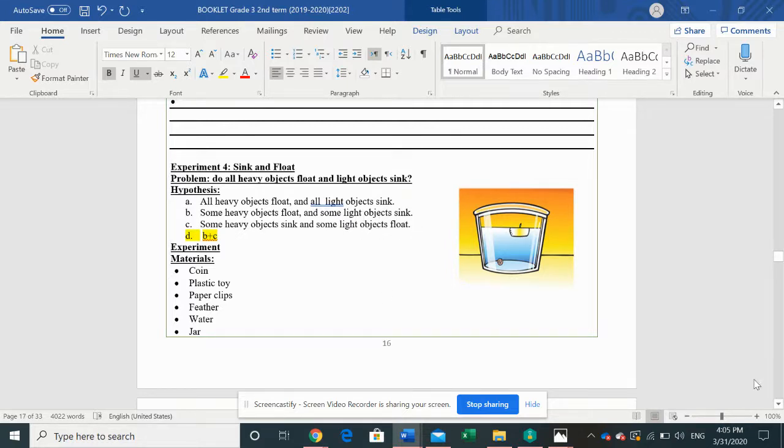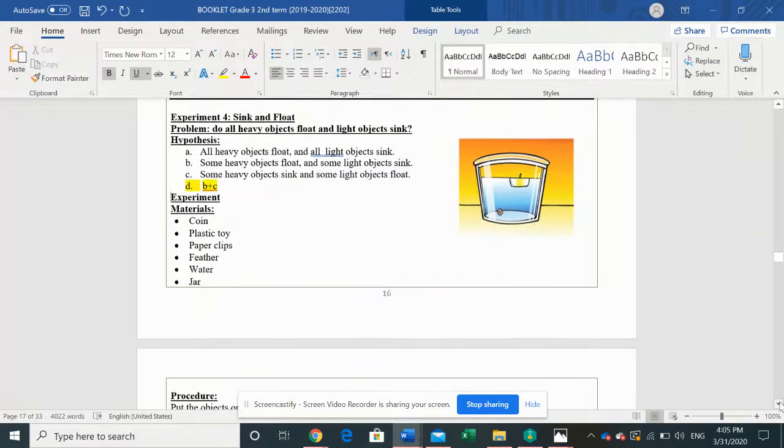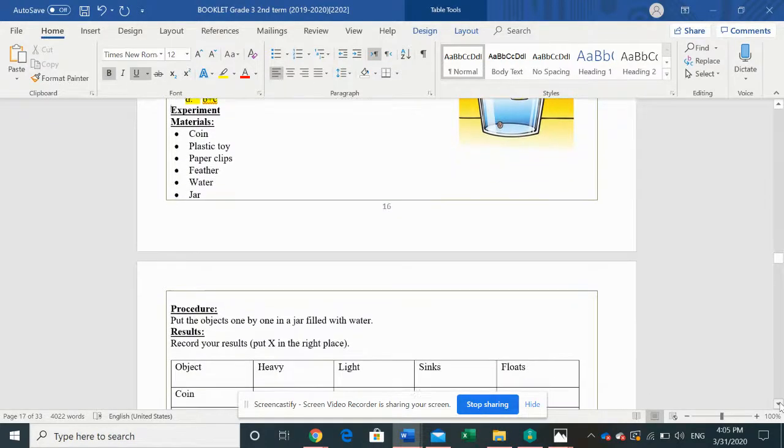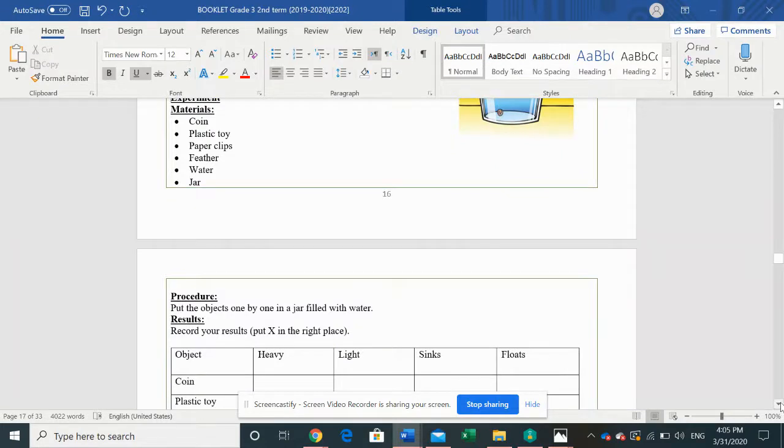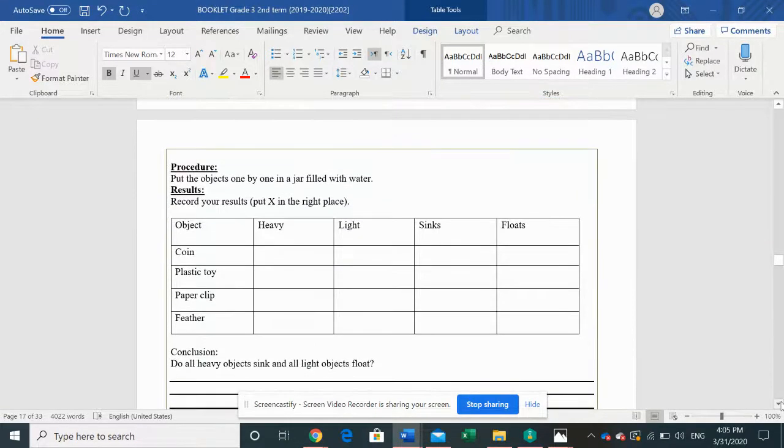So we will do our experiment and we will use a coin, plastic toy, paper clips, feather, water, and of course a jar. Our procedure, we will put the objects one by one in a jar filled with water. We will start with the coin. We will predict first if it is heavy or light. We will put X in the correct answer. Yes, coin, it is very light.